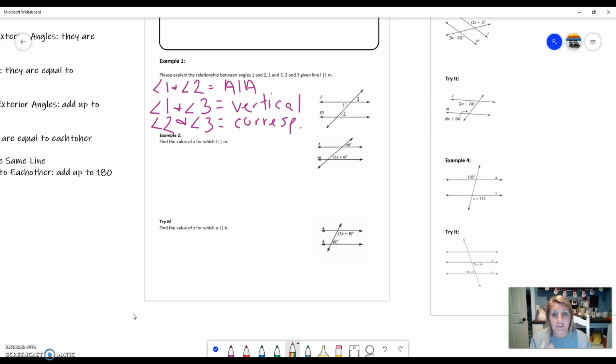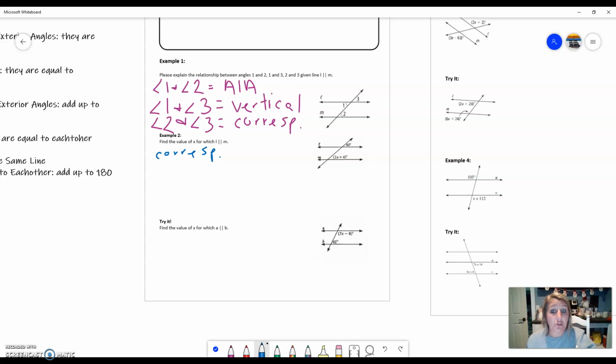So first thing you have to ask yourself is, looking at that angle pair, what type of angle pair is that? Those two are tucked into the same corner on the same side of the transversal. We'll just do blue. Those are corresponding angles. Now, because they're corresponding angles, that means they are equal to each other.